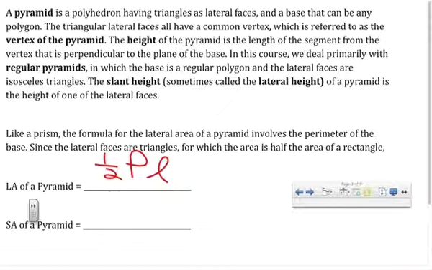Okay, so the surface area of a pyramid is 1/2 PL plus B. And again, remember what these abbreviations are. The P is the perimeter of the base. The capital B is the area of the base, not to be confused with lowercase b, which is just the base of a two-dimensional figure. Once again, on the reference sheet, they don't differentiate between lateral area and total surface area. You have to realize that in the formula, the lateral area is the stuff before the plus sign.